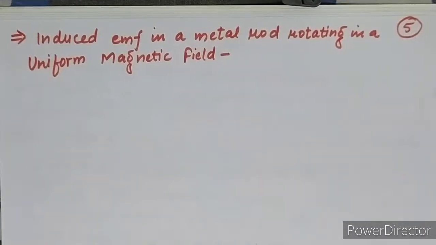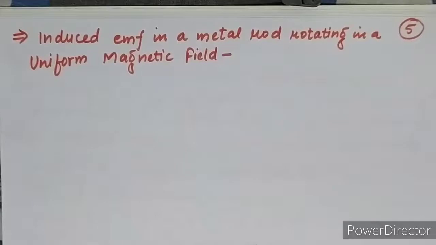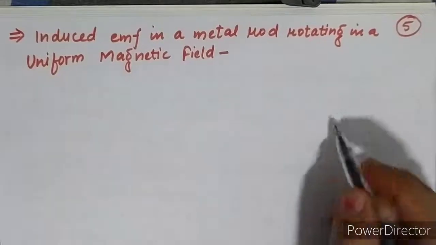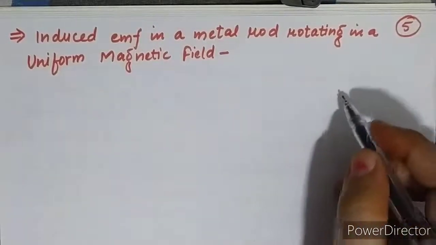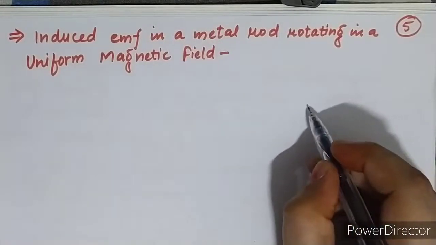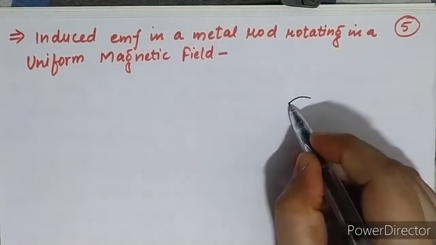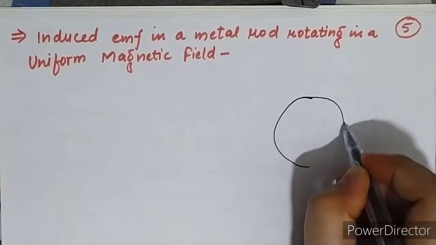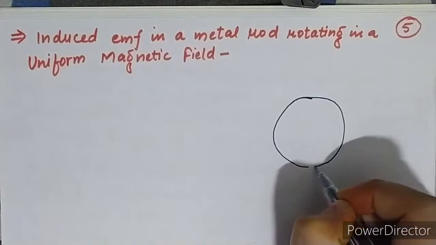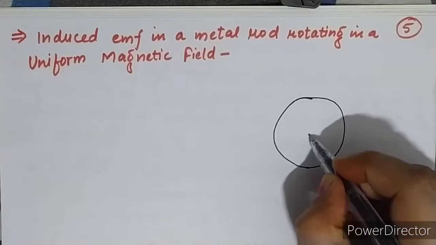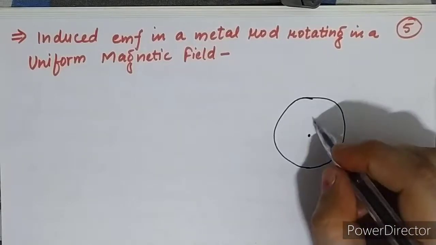So we have to calculate the induced EMF in a metal rod which is rotating in a uniform magnetic field. First of all, I will draw the diagram so it will be easy for you to understand the concept of this topic. The rod is rotating, so it is making a circular motion.